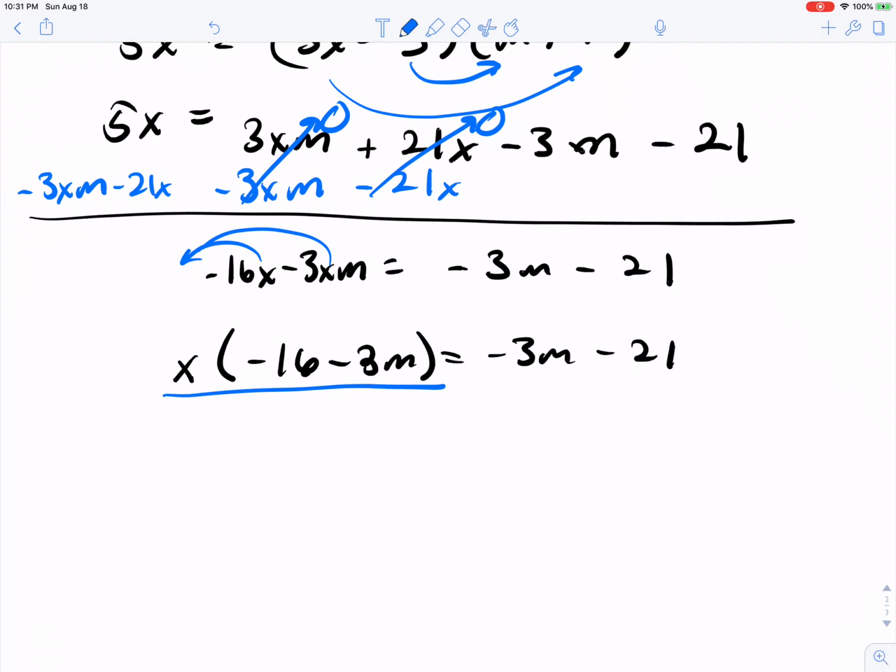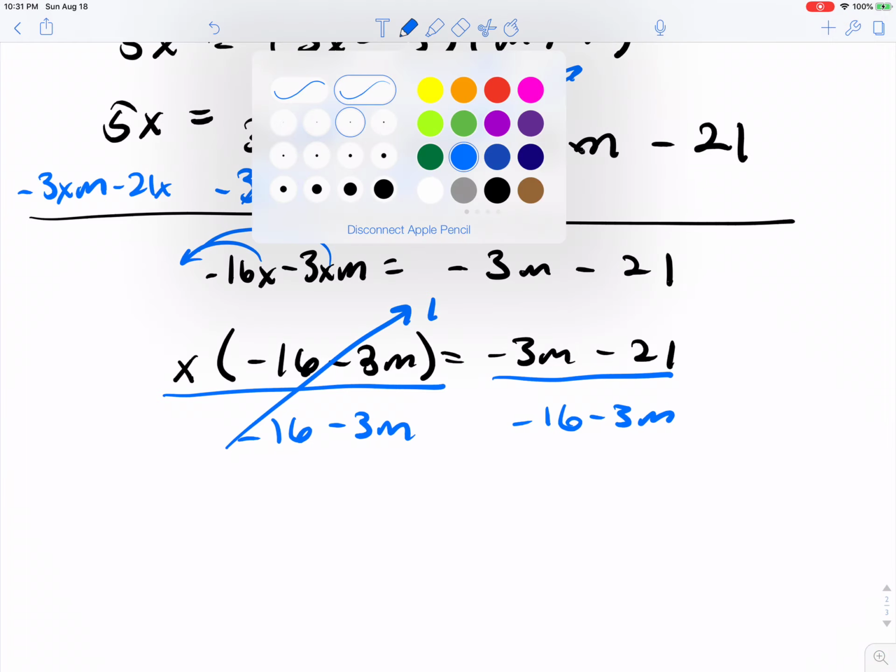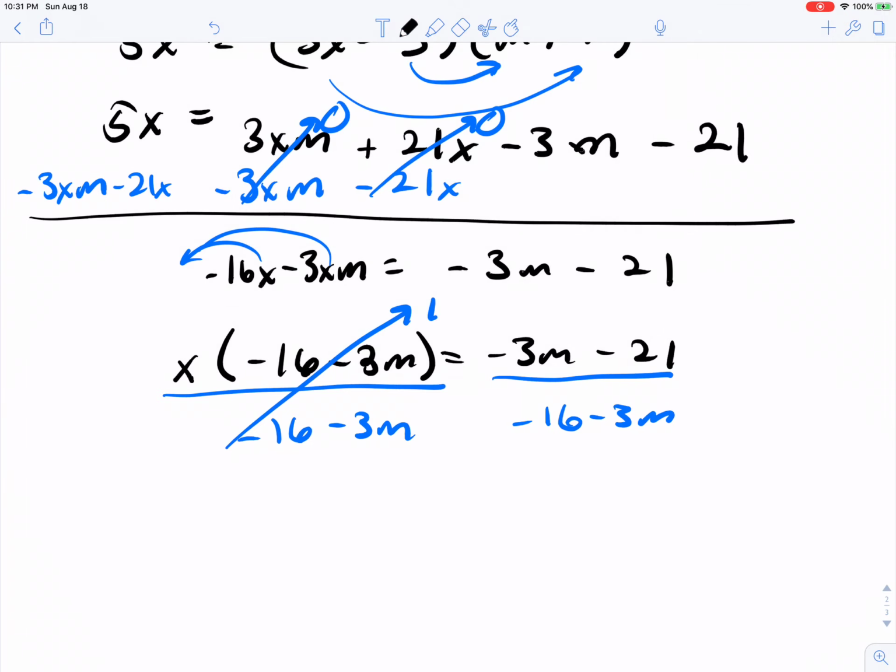We're going to divide both sides by this thing. Something divided by itself goes to 1. And we're left with x equals negative 3m minus 21 divided by negative 16 minus 3m.